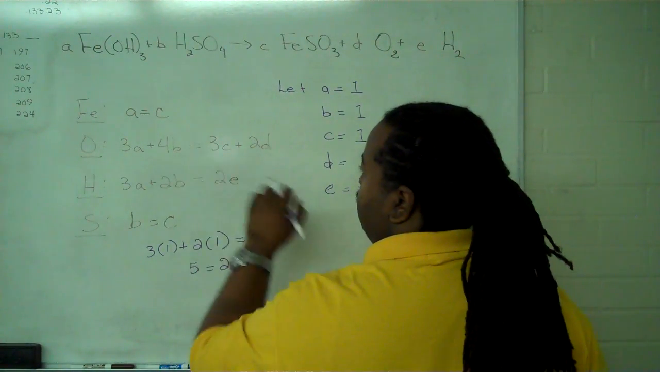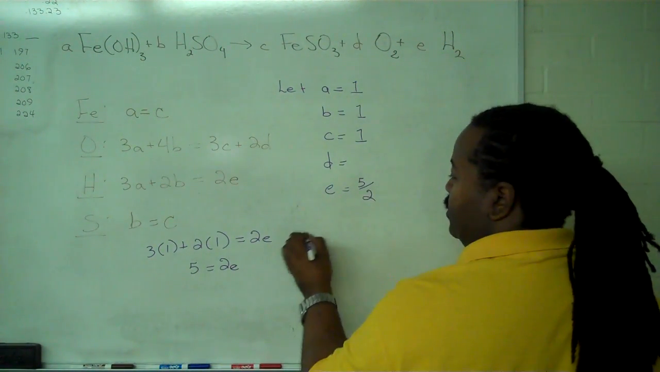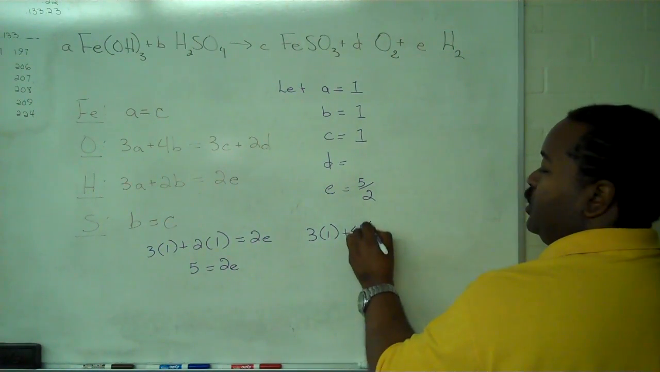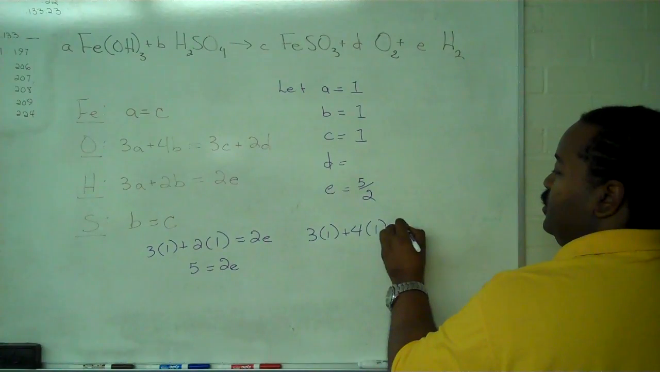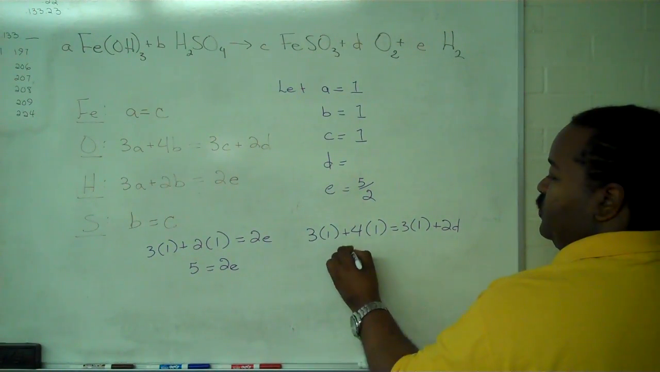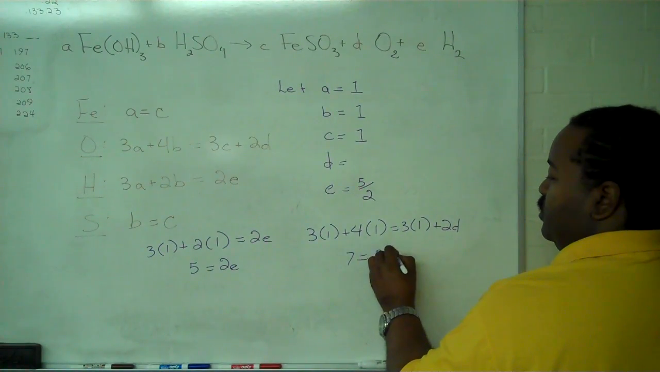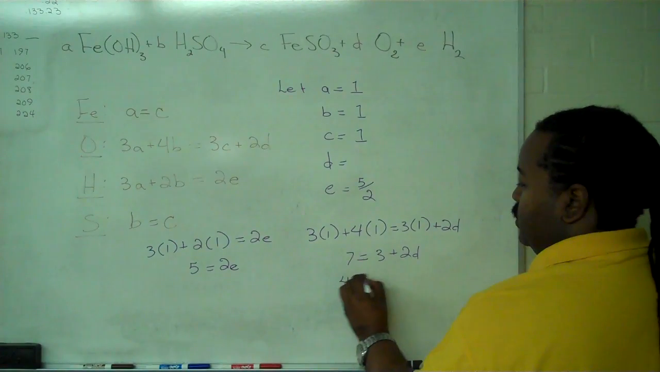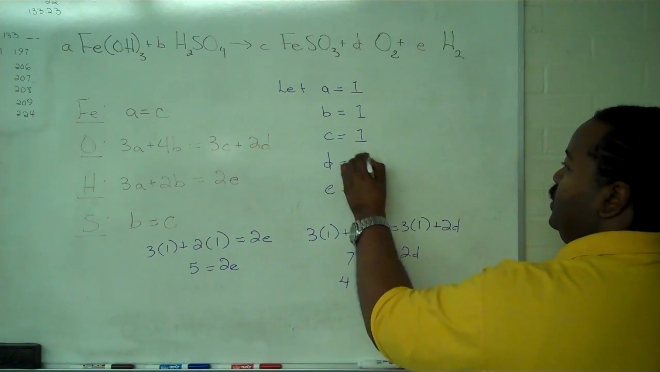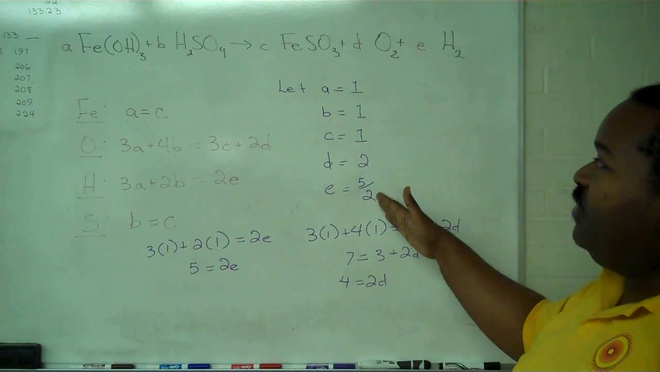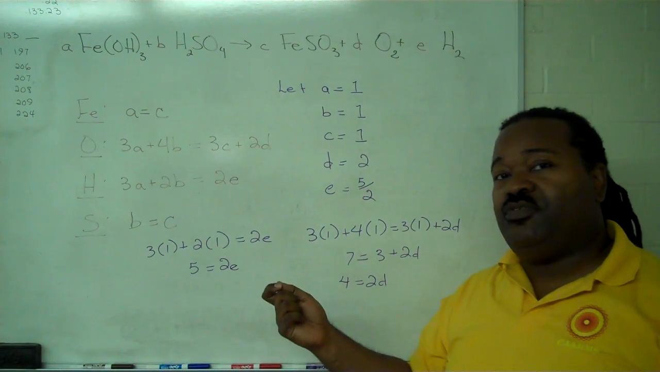We can do the same thing for D, we're just going to have a subtraction here at the end. 3 times A plus 4 times B equals 3 times C plus 2D. 3 plus 4, that's 7, equals 3 plus 2D. 7 minus 3 is 4, equals 2D. And so D equals 2. And so we have values for everything by picking one value for A.